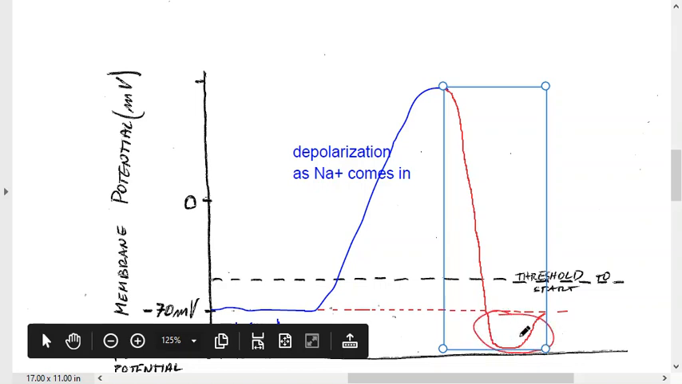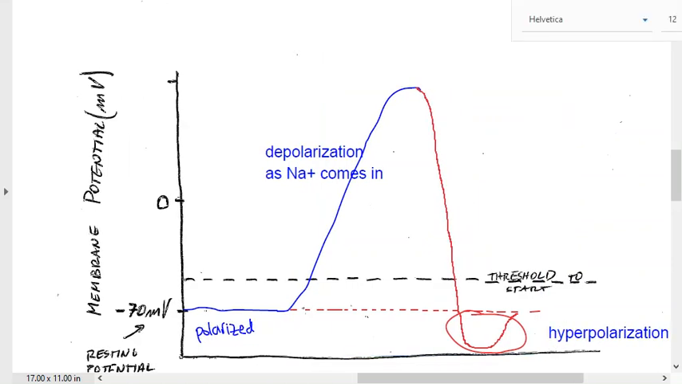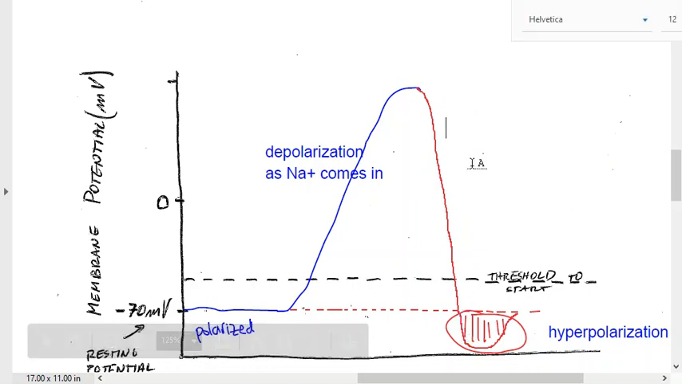So this little drop here, where you go below the baseline, is called, get this, hyperpolarization. This section right in here is called hyperpolarization. And the process of the voltage potential dropping back down as potassium leaves the axon is called repolarization.